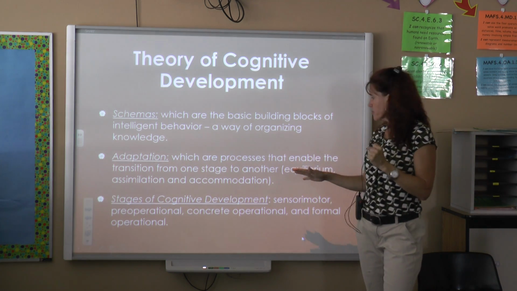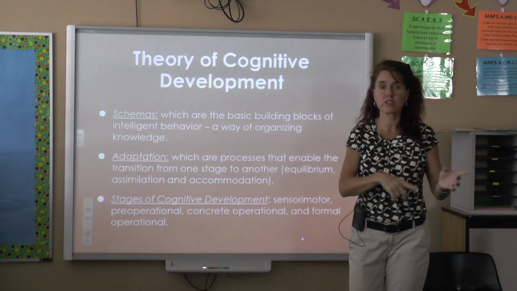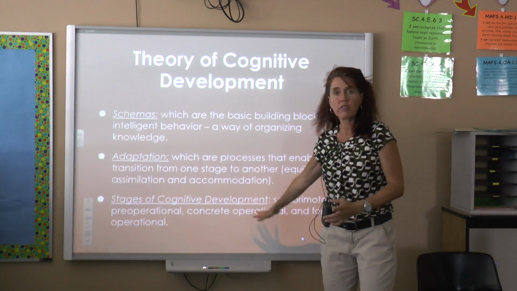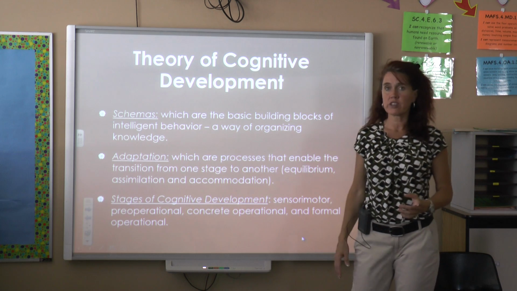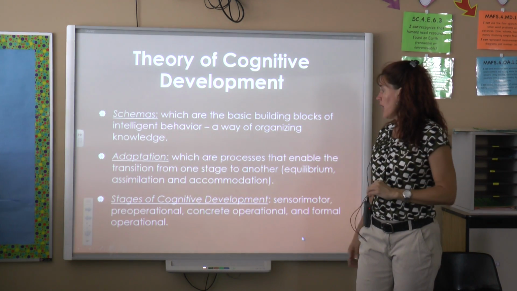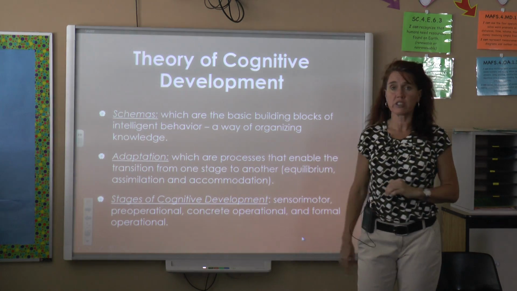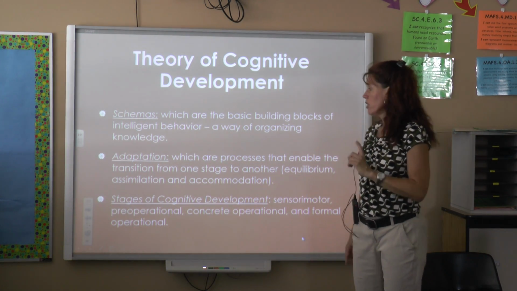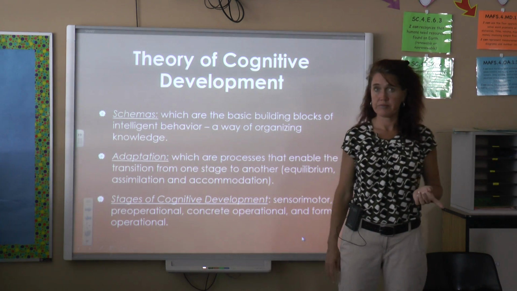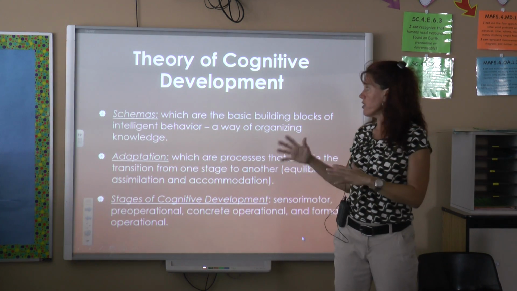Adaptation refers to the processes that enable us to transition from one of the stages to the next that he talks about in the stages of cognitive development. We'll talk about adaptations in a little bit too. And then, of course, the 4 stages of cognitive development: sensorimotor, preoperational, concrete operational, and formal operational. Okay, we're going to go into more detail on these 3 concepts.